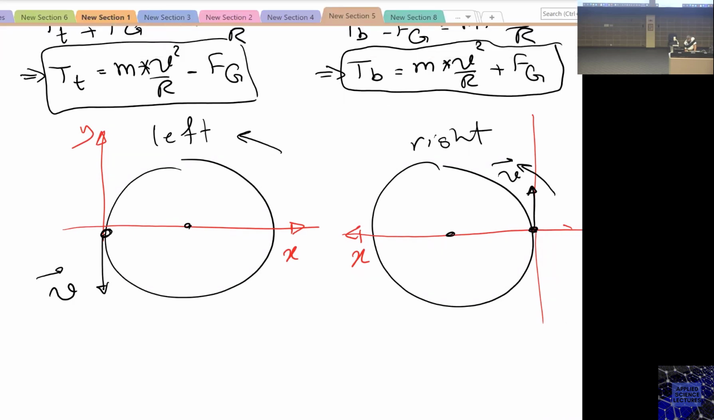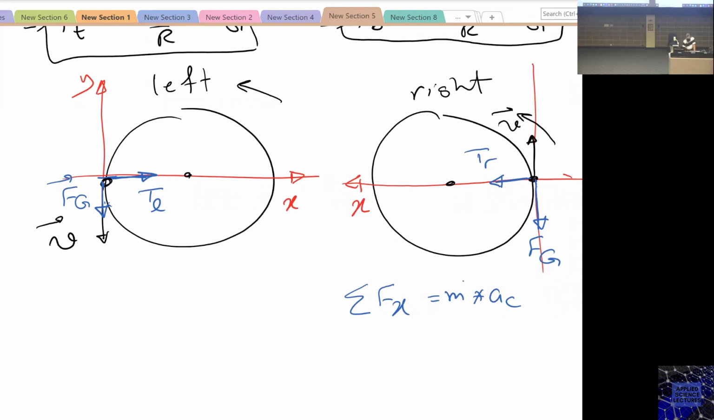So I have the tension this way. So this is TR. I have the gravitational force pointing down, Fg. Here, I have the tension from the object toward the center, T left, and the gravitational force pointing down. Sigma Fx equals m ac. The only force I have along the x-axis is TR.